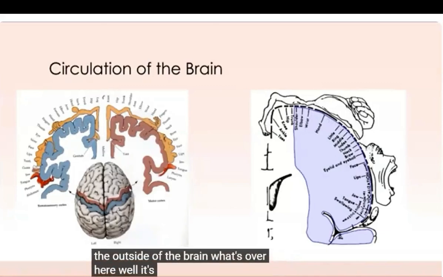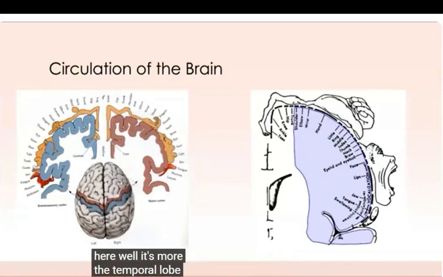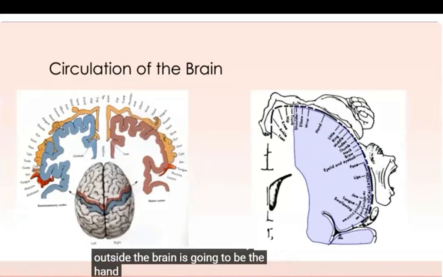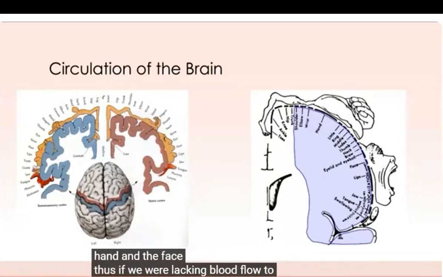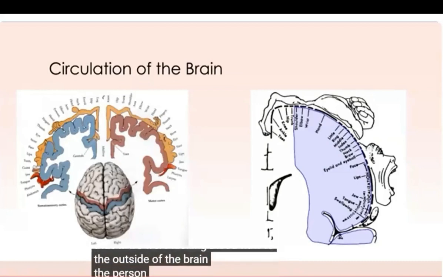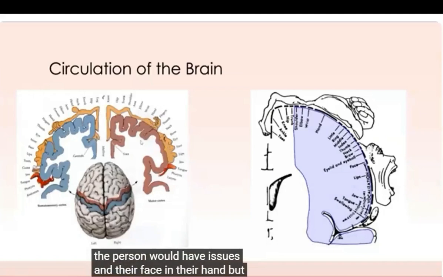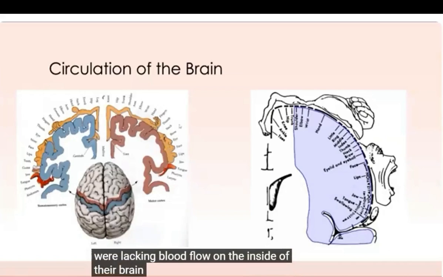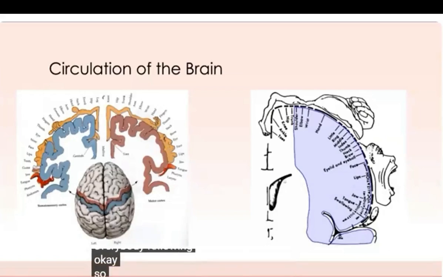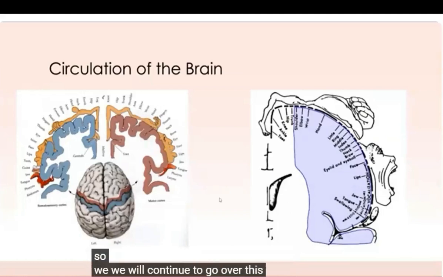What's over here? It's more the temporal lobe and the lateral side of the brain, okay? Outside of the brain is going to be the hand and the face. Thus, if we were lacking blood flow to the outside of the brain, the person would have issues in their face and their hand. But if they were lacking blood flow on the inside of their brain, they would probably present with lower extremity issues. We will continue to go over this.